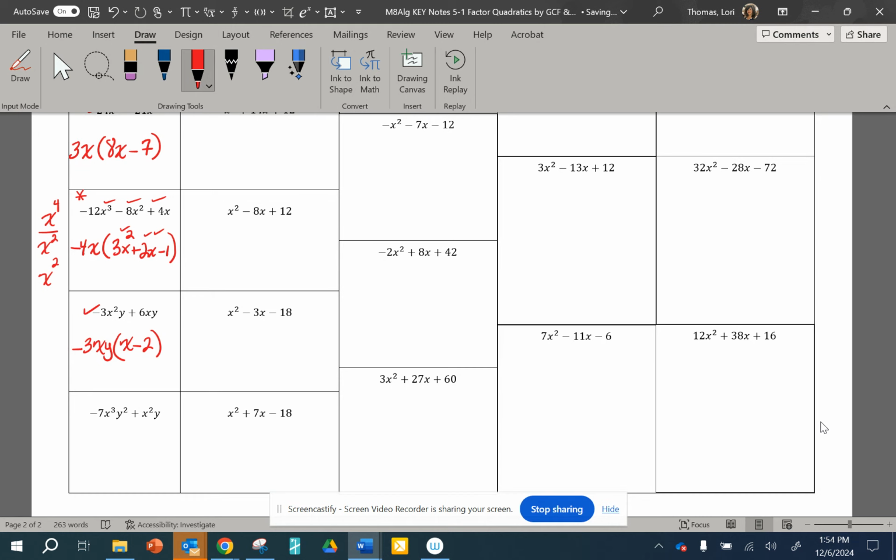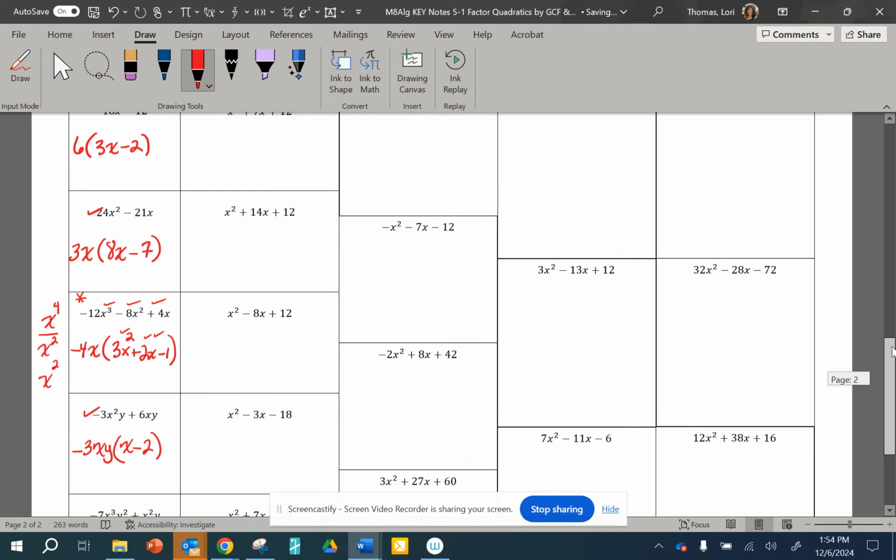And the last one, for the greatest common factor, we have a negative leading coefficient, so we have a negative 1 x squared y. When we factor out negative x squared y from each term, we're left with positive 7xy minus 1. And that's how you factor when you can only factor out a GCF.